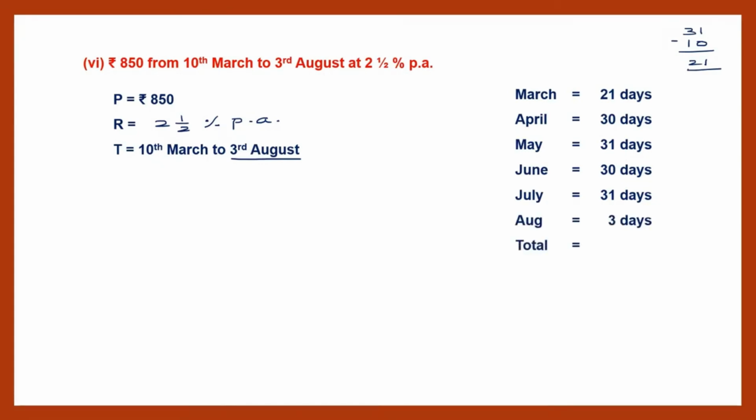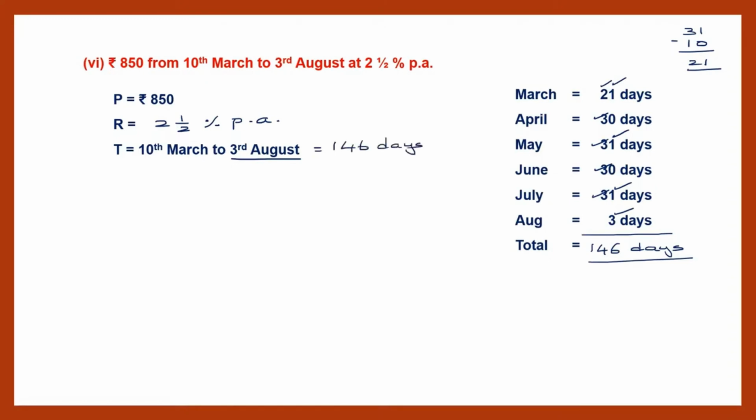Now we are going to find the total number of days. So let's add this up to find the total number of days. 1 plus 1 is 2, 2 plus 1 is 3, 3 plus 3 is 6. Now here 2 plus 3 is 5, 5 plus 3 is 8, 8 plus 3 is 11, 11 plus 3 is 14. So here also, like the previous sum, we have 146 days. So time is 146 days.